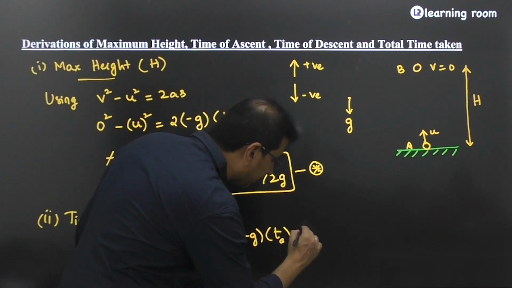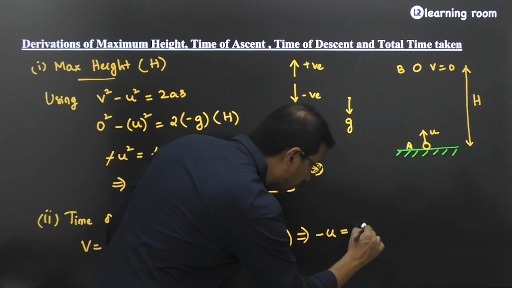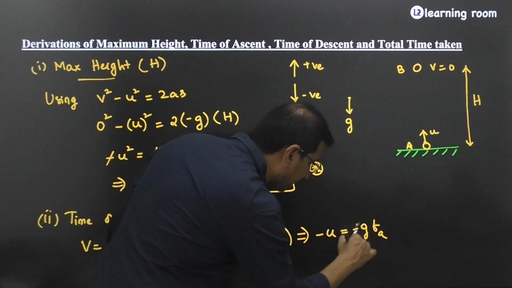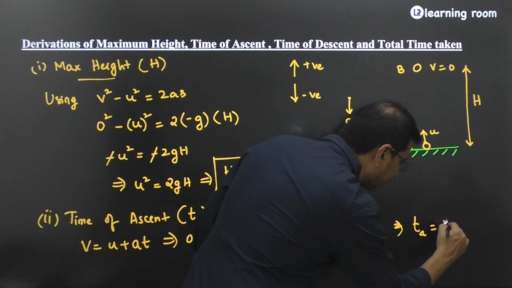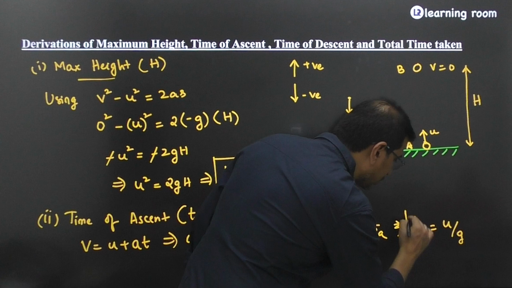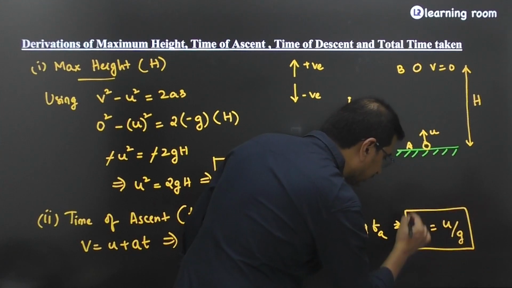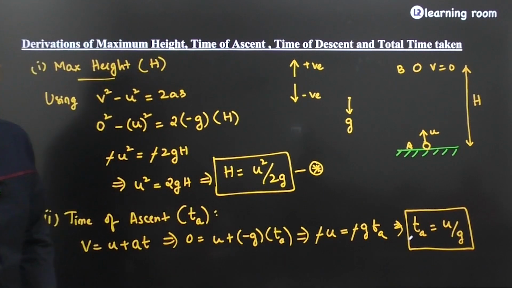So when I rearrange this equation, what will I get? Minus U is equal to minus G into TA, minus and minus will get cancelled. What is the value of TA? So TA is equal to U divided by G. So the time of ascent is equal to U divided by G, where U is the initial velocity. So this is the second expression to be remembered, right?